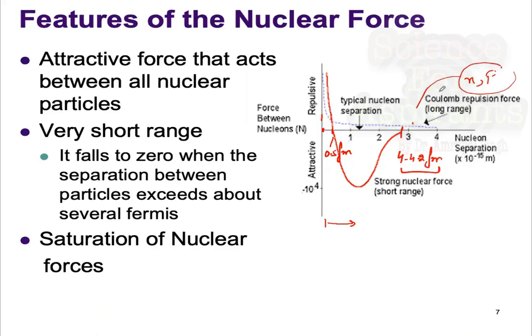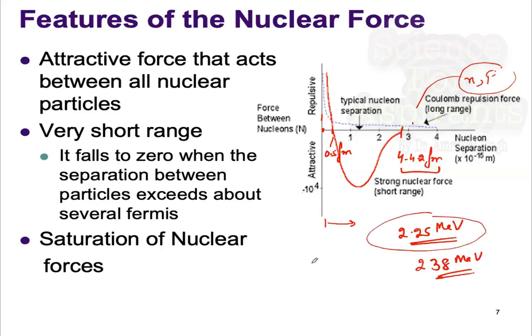You have already studied this in the deuteron problem: why the deuteron is a loosely bound structure, and why there is no excited state for the deuteron. That's because the binding energy of the deuteron is of the order of 2.25 mega electron volt, and the energy needed for an excited state is quite high, 238 MeV, which is much greater than the binding energy of the deuteron. So that's why there is no excited state for the deuteron.